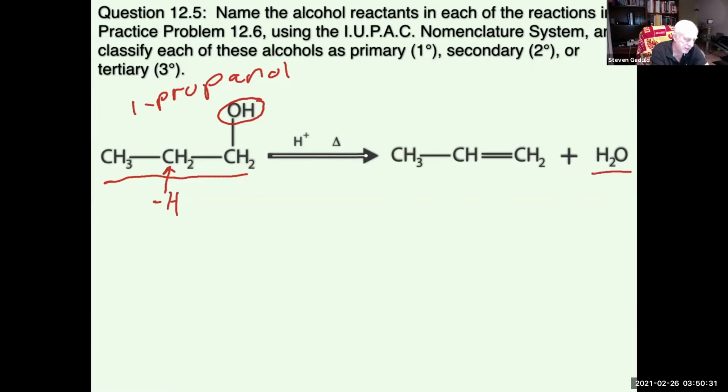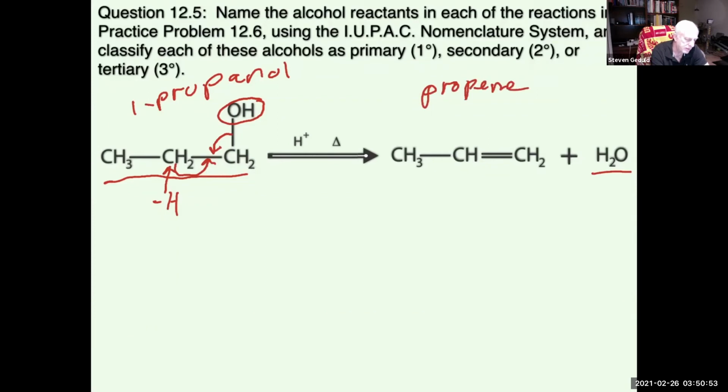Okay, so that leaves us with the OH gone, and the electrons from that, breaking that bond, form here. The electrons from this bond, when the hydrogen gets lost, form that, and that forms your double bond. And that becomes propene.